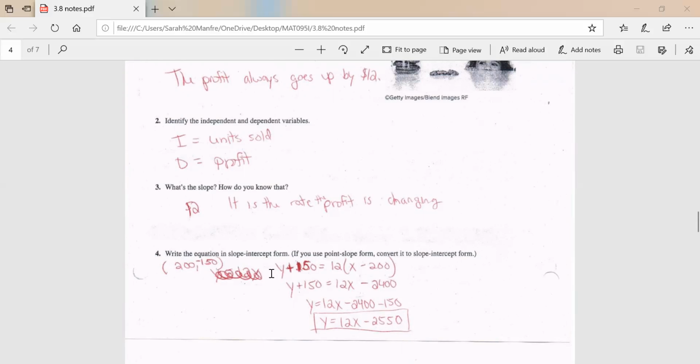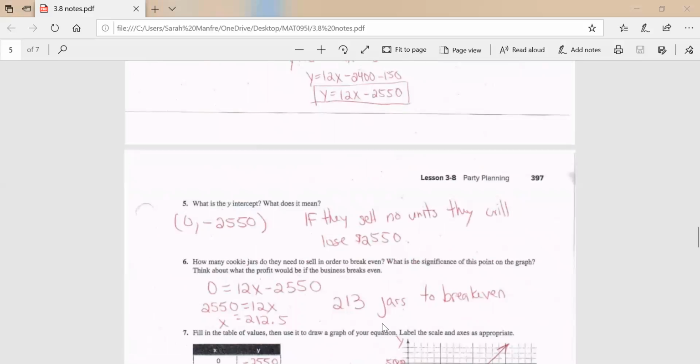And then it says write the equation in slope-intercept form. Now it wants my answer in slope-intercept form, which means I have to solve this equation for y. So I'm going to distribute the 12. So I get 12x minus 2400, and then I'm going to bring this 150 over to the other side, because 150 and negative 2400 are like terms. So when I bring it over to the other side, it gets minus 150, which gives me a final slope-intercept equation of y equals 12x minus 2,550.